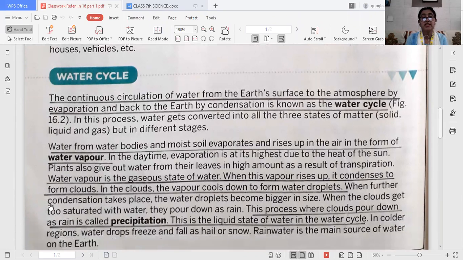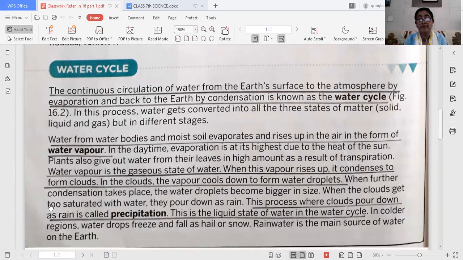First we see that the water from water bodies, with the help of the sun's rays or heat, gets heated and then it evaporates. Like the water from water bodies and from moist soil, it evaporates. And when it evaporates, it rises up in the air and forms water vapor. In the daytime, we know the evaporation is at the highest level. Why? Because of the heat of the sun. Then what is water vapor? It is the gaseous state of water.